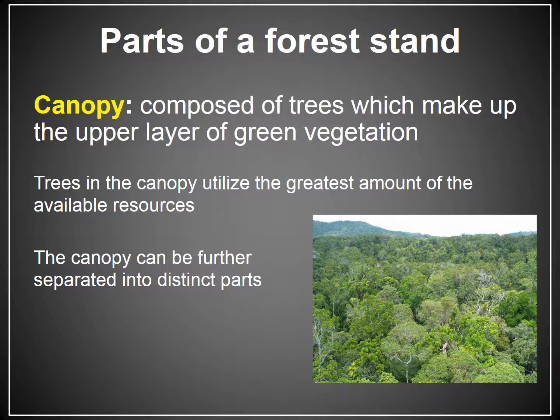The canopy makes up the upper layer of green vegetation in a stand. These trees typically represent the most vegetative biomass within a forest, and as such utilize the greatest amount of site resources, including sunlight, water, soil nutrients, and space.